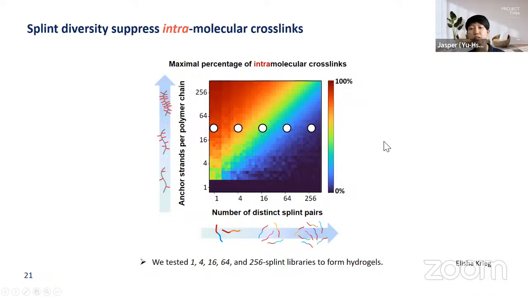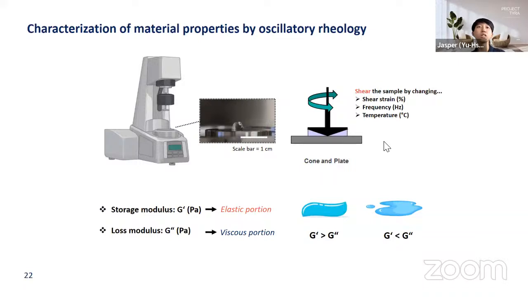They are shown as these white dots. We do annealing of our polymer with our DNA crosslinker, and we characterize its mechanical properties by using oscillatory rheology. Some of you might have used this method before, but for the people who don't know, it is a method that characterizes the elasticity and the viscosity of your material. You sandwich your sample between the cone and plate, and this cone will rotate, shear your sample, and then detect the stress change under different conditions.